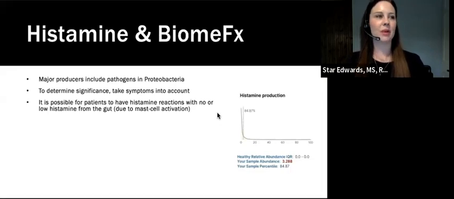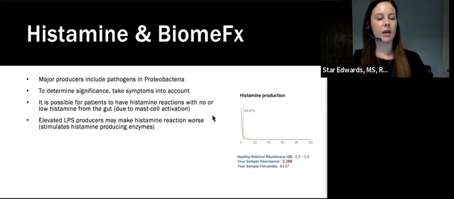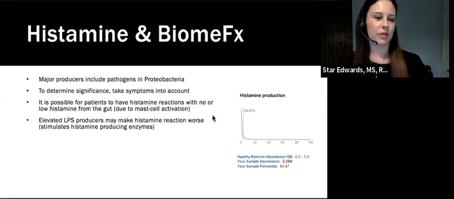So it doesn't mean that BiomeFx is wrong if your patient comes back with no detected histamine or very low levels of histamine and they have mast cell type reactions. That's completely possible because that is not coming from the microbes. It's coming from those other sources. There are a few things on BiomeFx that you can look at that would make those low levels of histamine react worse in your patients.